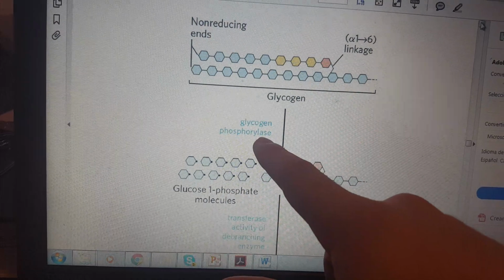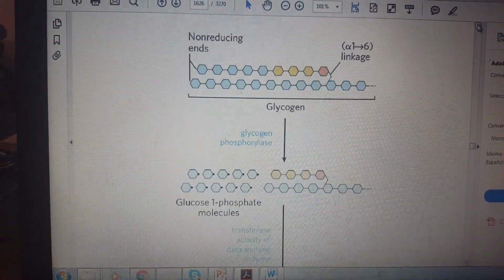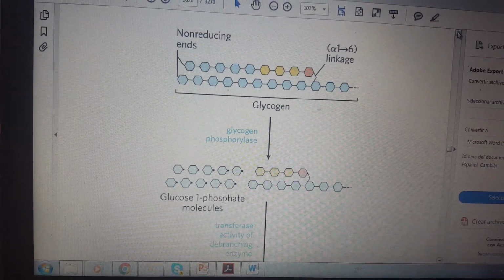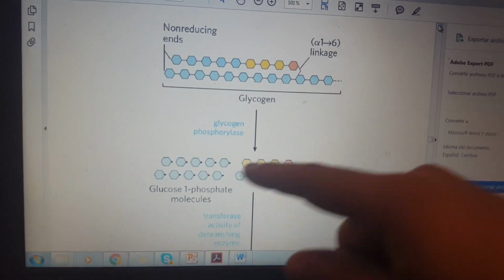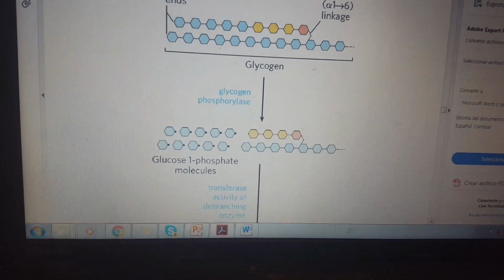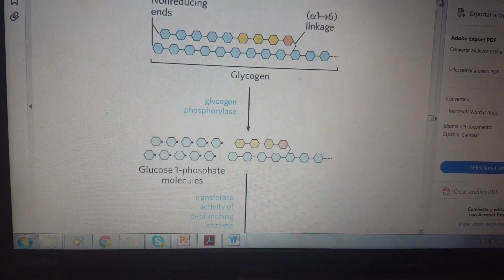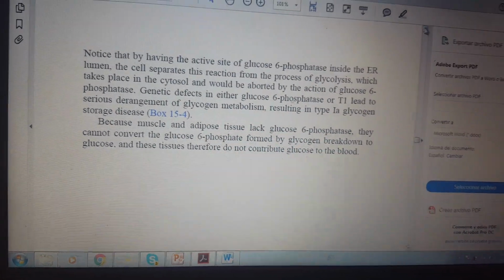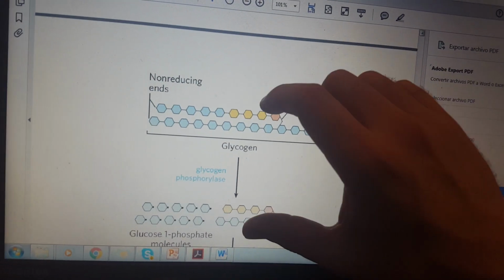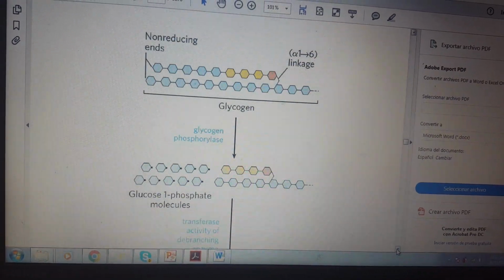Here we have the glycogen phosphorylase, which is going to catalyze the breakdown of the non-reducing ends of the molecules, forming glucose 1-phosphate molecules, monomeric units. And we're going to have here the portion of glycogen that is going to be broken in the next processes. Well, this is just the process of glycogen phosphorylase, the degradation of the non-reducing end.